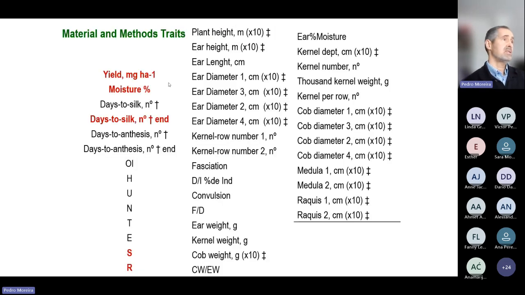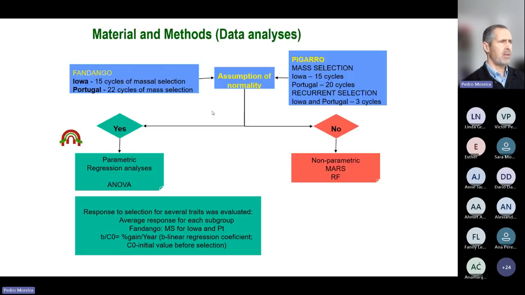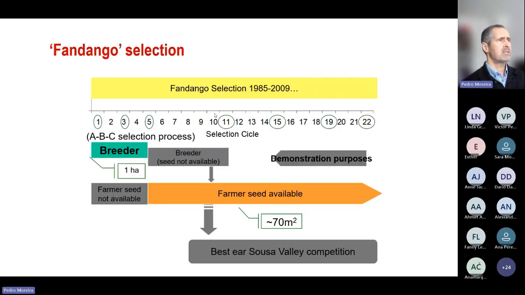This was some of the traits that were measured, like yield, moisture, days to silking, etc. This is for the field, and then some traits for the data. I've already mentioned this and this.